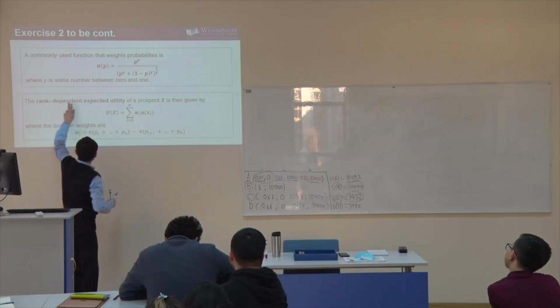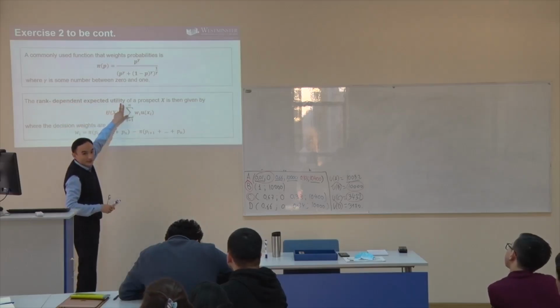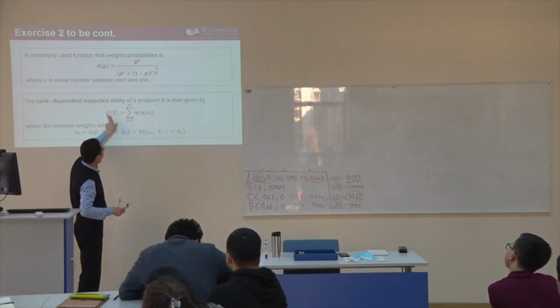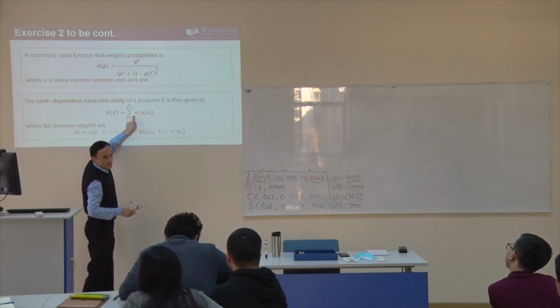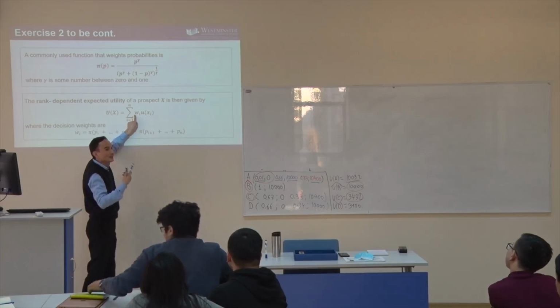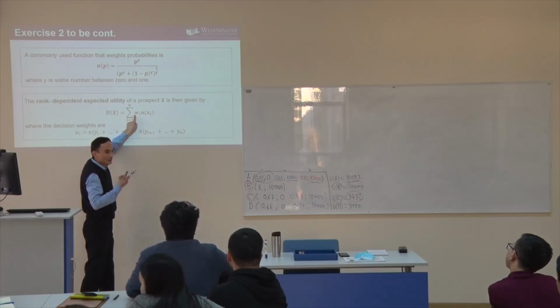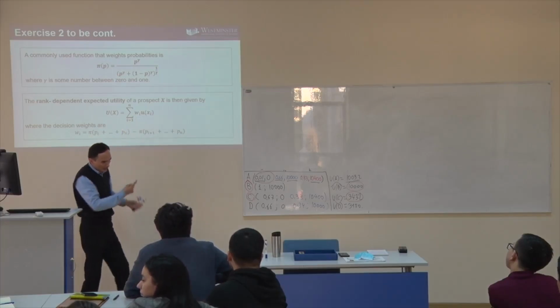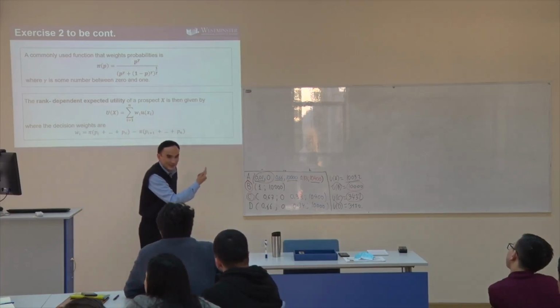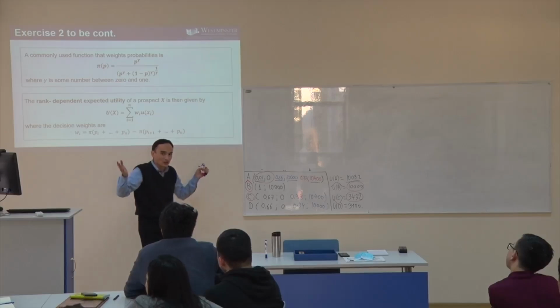rank dependent expected utility. Now this is a utility function, but here the probability is weighted differently. Okay, weighted differently. So people who are really risk averse, even though there is 1% risk, they see that risk as something very large. All right?